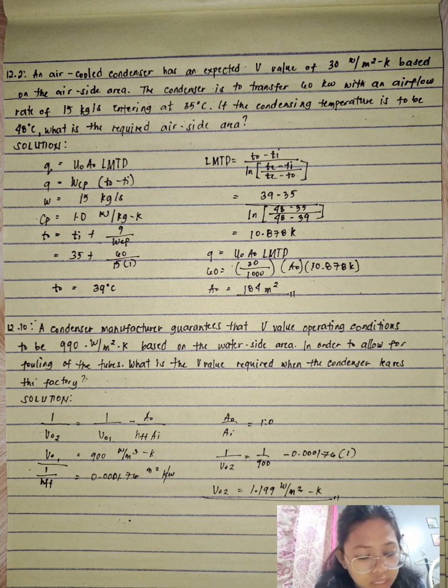U_O is equal to 900. And 1 over h_ff is equal to 0.00176 meter-squared-K per kilowatt. So, to solve, A_O over A_i is equal to 1.0. 1 over U_O2 is equal to, to simplify, 1 over 900 minus 0.00176 multiplied by 1. And we have our final answer, U_O2 is equal to 1.199.